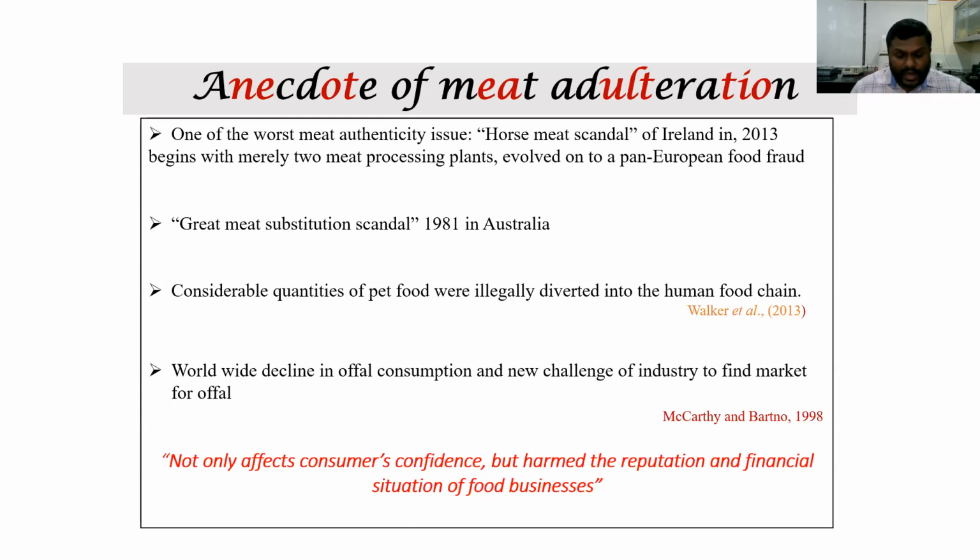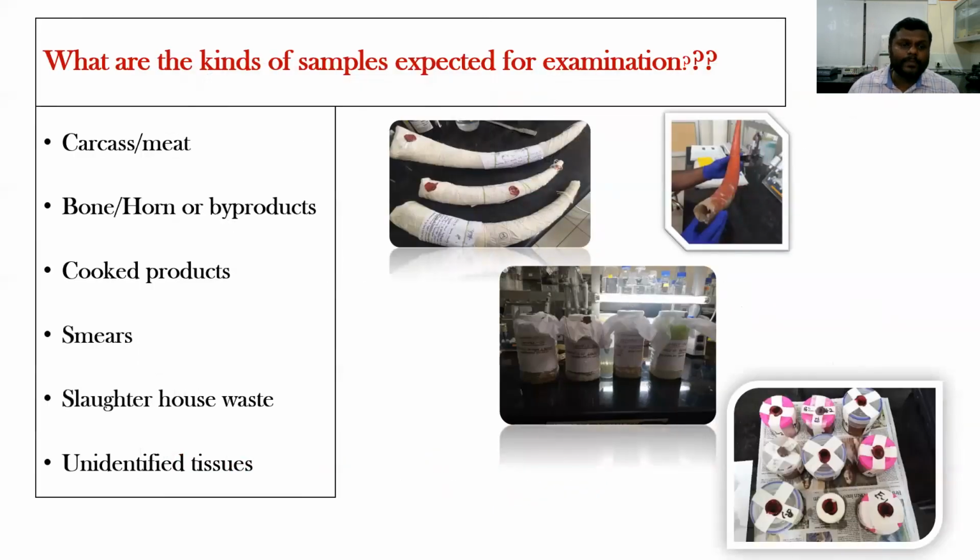We have to evaluate all this scenario in terms of public protection. We have to see the public health point of view, and we have to protect our industry and improve the trade of animal-related products. Kindly see, as I explained, the regulatory body will vary and the type of sample will vary. So we have many different samples.